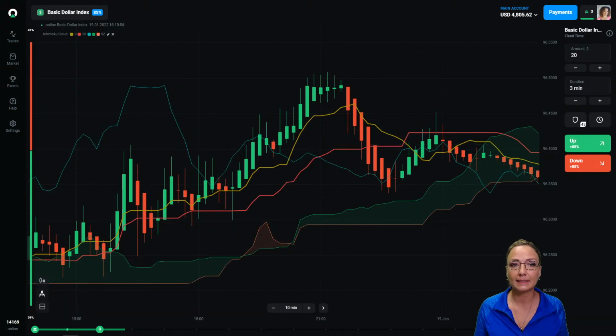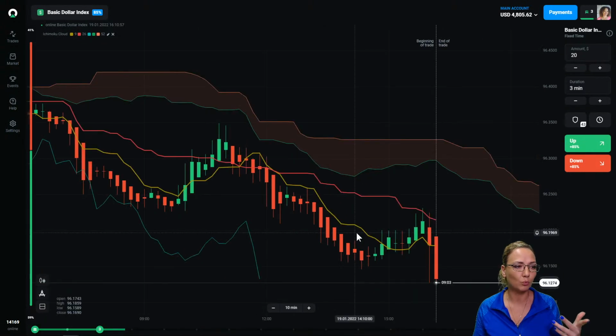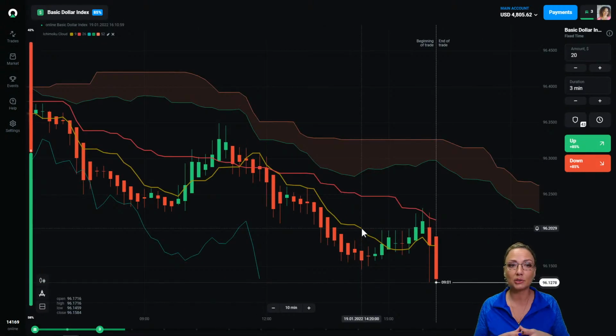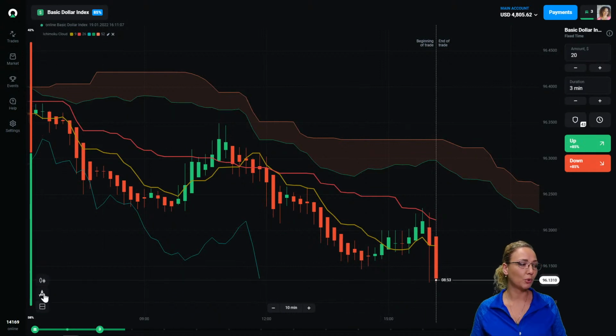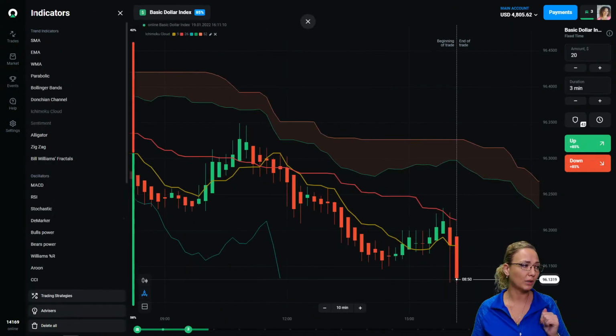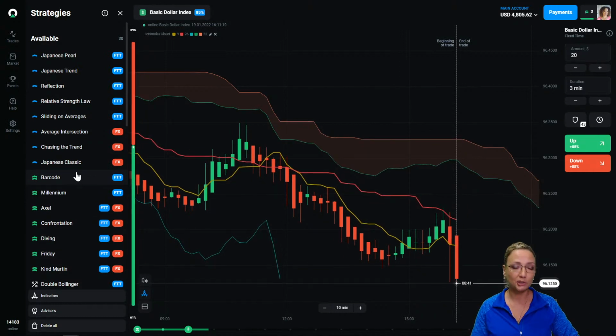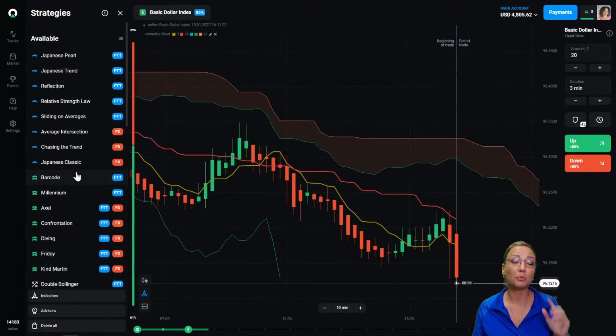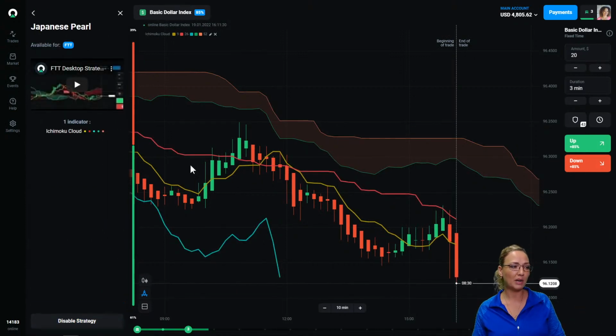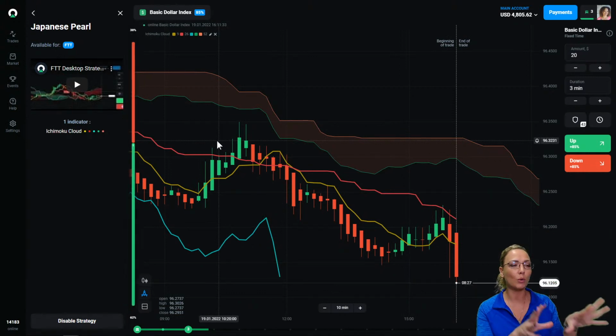Now, by the way, my friends, this indicator combination, the Ichimoku Cloud with the Heiken Ashi candles, is actually called the Japanese Pearl. Which you can apply automatically in the strategies tab. Let me go ahead and show you. If you go to the indicators where we applied the Ichimoku Cloud, you can choose trading strategies right here. When you first register an account with Olymp Trade, you have the starter account, and with the starter status you can already use these preset strategies. One of them is the Japanese Pearl. All you have to do is enable the strategy, and all the indicators are going to be applied automatically.